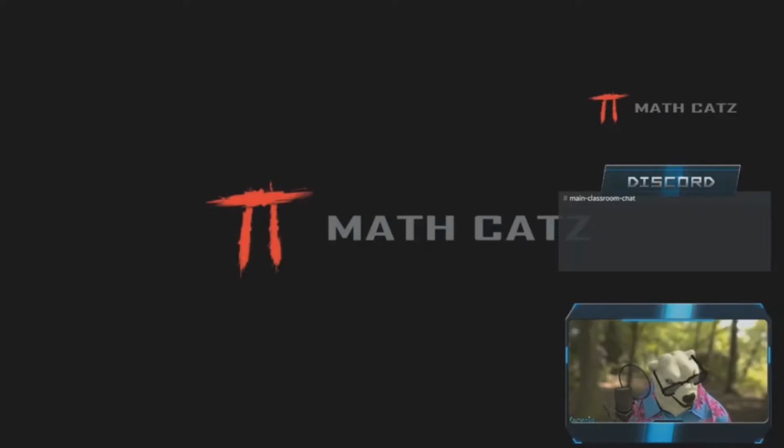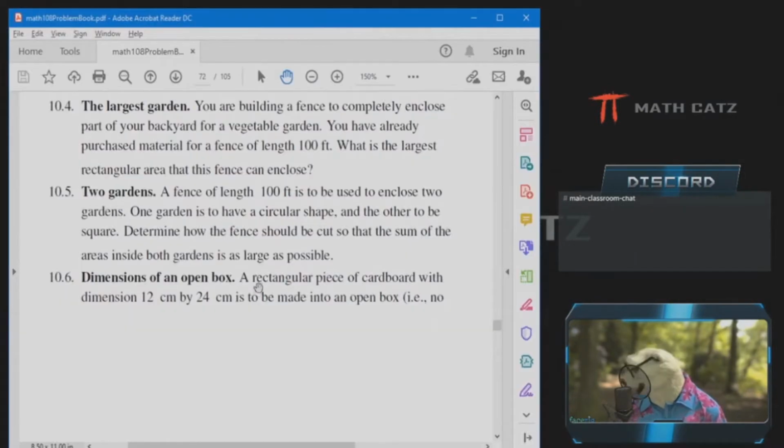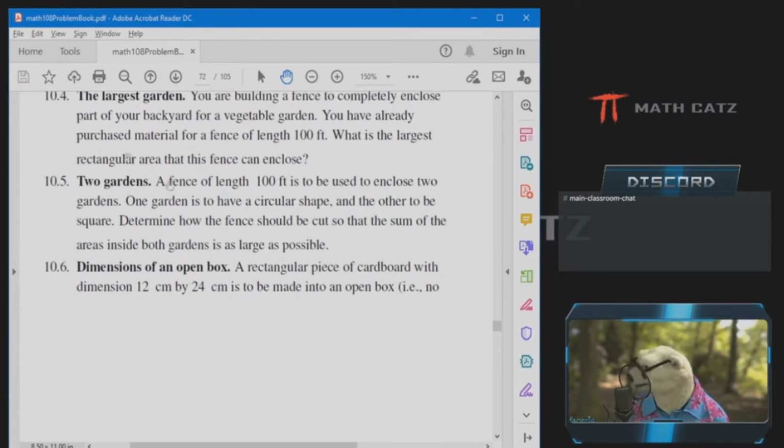Right, good morning and welcome to our continued discussion on optimization problems. I want to do two problems and then we'll see where the time takes us. I want to do 10.6 next.